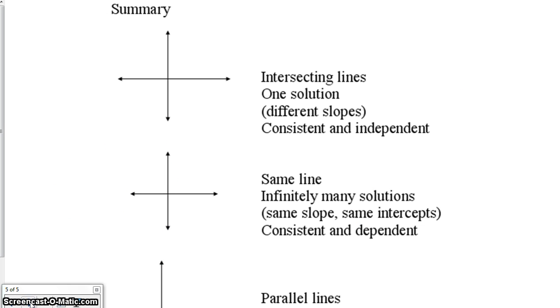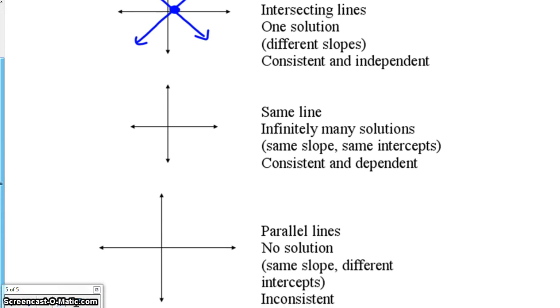So in summary, we came up with 3 different types of solutions. Intersecting lines create one solution. Wherever the two lines intersect, that's your solution. It happens when the lines have different slopes, and the lines are considered to be consistent and independent.